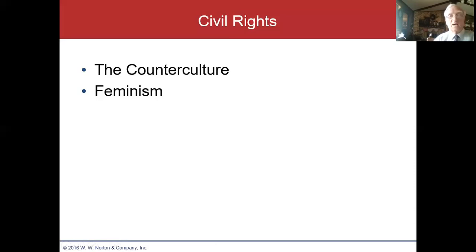Title IX, you've probably heard the term Title IX before. Title IX, remember, a law, an act has sections to it. The sections are called titles. So Title IX of the Education Amendments of 1972 barred discrimination on the basis of sex in any education program or activity receiving federal financial assistance, and pretty much just applied to athletics.